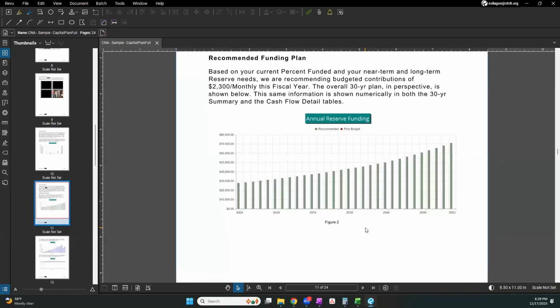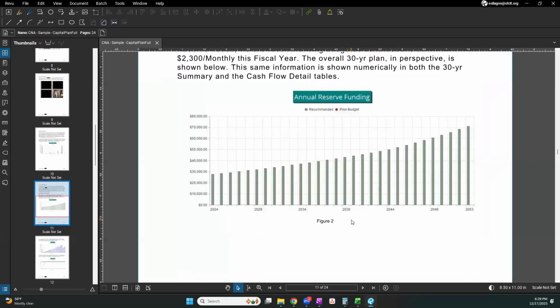Zoom in on this. So this diagram, the annual reserve funding, this is showing essentially just the annual contributions that they're recommending, plus a 3% increase year over year. So we might be starting with 23,000 a month for 2024, and they're really recommending that our contributions to the reserve grow as the years progress.